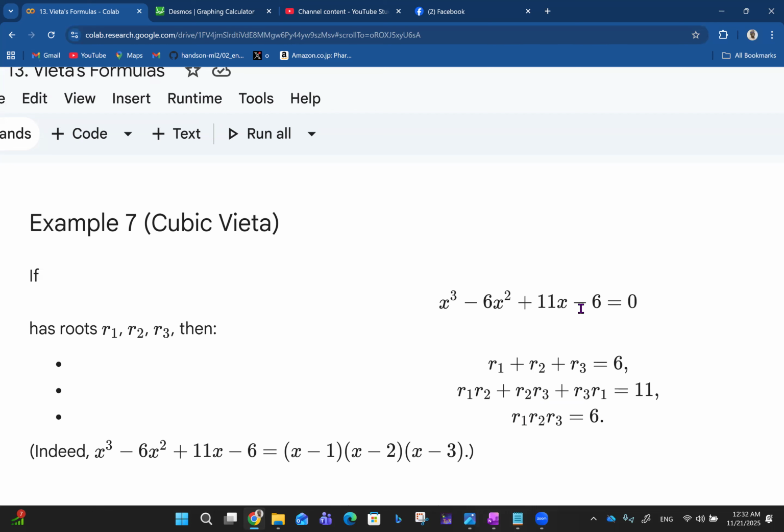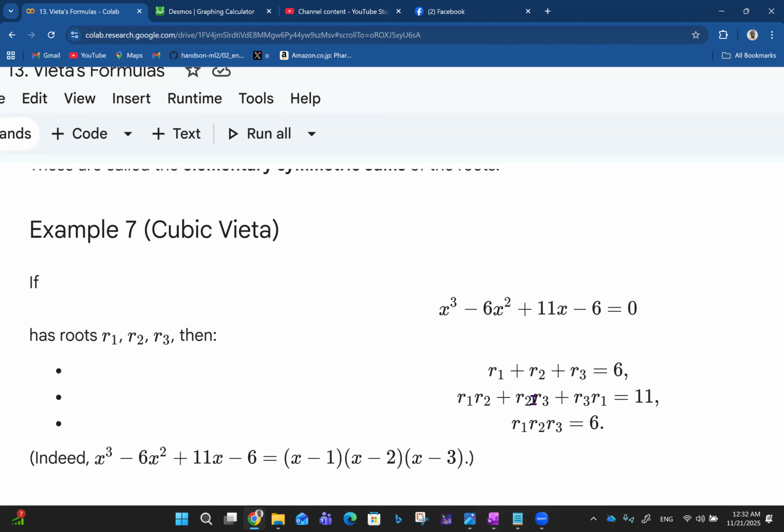So we have x cubed minus 6x squared plus 11x minus 6. If you factorize, you get x minus 1, x minus 2, x minus 3. So that means the roots are 1, 2, 3. If you put them together, 1 plus 2 plus 3 is 6. Then 1 times 2 is 2, 2 times 3 is 6, so that's 2 plus 6, 8, right? Then 3 times 1 is 3, and 8 plus 3 is 11. And then 1 times 2 times 3 is simply 6. So that actually works. So Vieta's formula holds for any kind of polynomial.